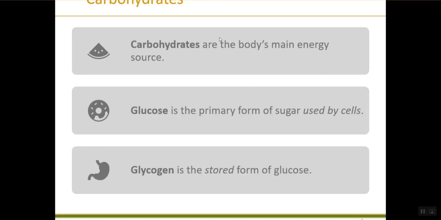Okay, so just to review, carbohydrates are the body's main energy source. And glucose is the primary form of sugar that's used by the cells. Remember, glucose is a monosaccharide, and glycogen is the stored form of glucose. That is what is created when polysaccharides are broken down.